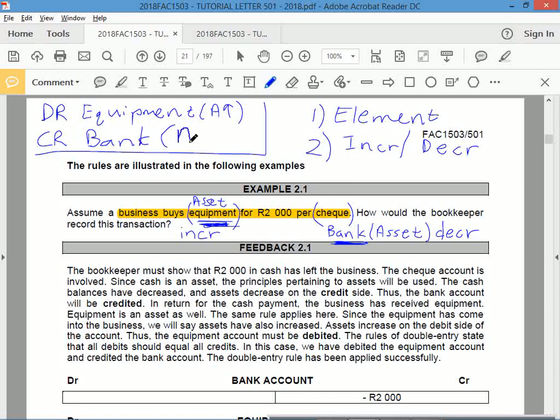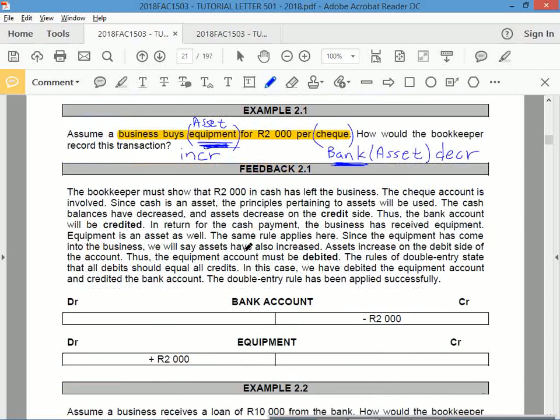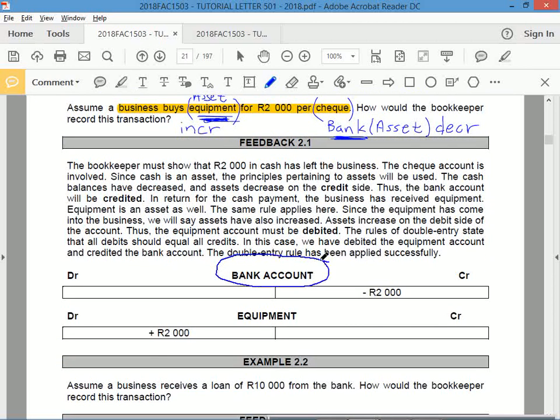What is it? It's an asset. What's happening to it? It's going down. Okay, there's your double entry. So you can study things for what it is. For example here, bank, what is it? It's an asset. You can put an A there. What is happening to the asset? It's decreasing, put an arrow down. That's why you're crediting it.